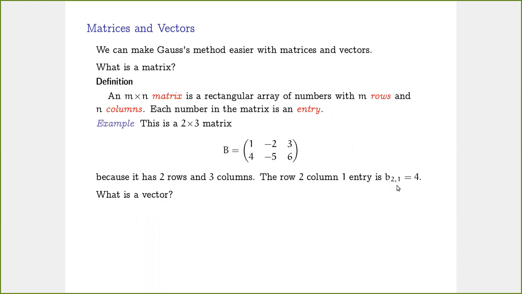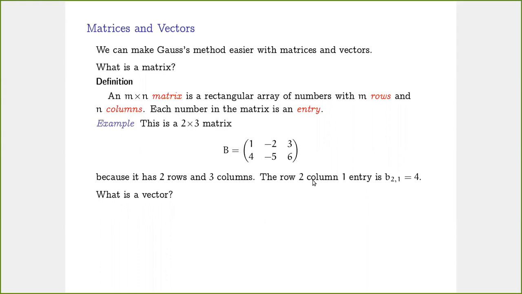For example, we use this notation. We'll use a capital letter to name matrices and the lowercase letter of the same type to indicate its entries. And we'll always label the row first, then the column. So this is the matrix entry in row 2, column 1. Row 2, column 1 is 4. So B sub 2,1 is 4.